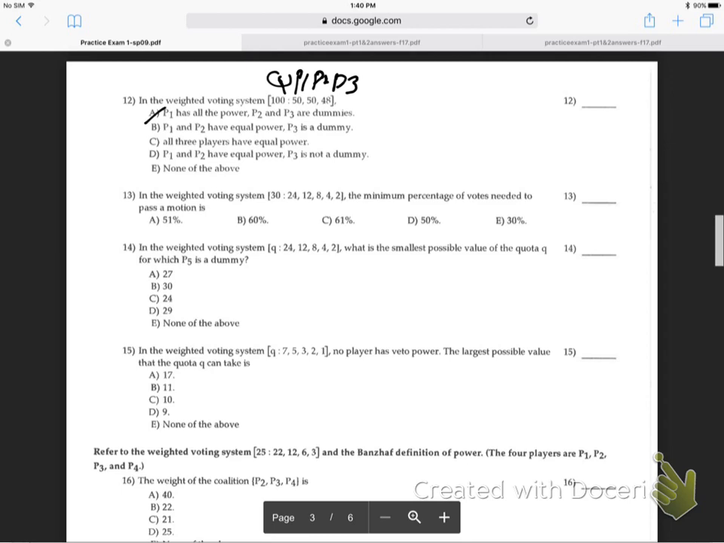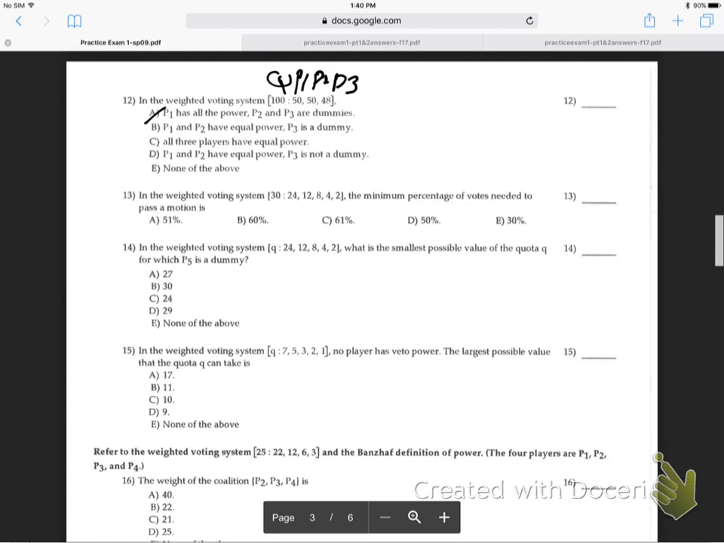And can you read that? Should I make that bigger? Is that okay? Well, you have it on your own handout, yeah. Player 1 has all the power. No, player 1's the same as player 2, so that can't be yet. B, player 1 and player 2 have equal power. P3 is a dummy. Maybe. Do you think P3 is a dummy there?